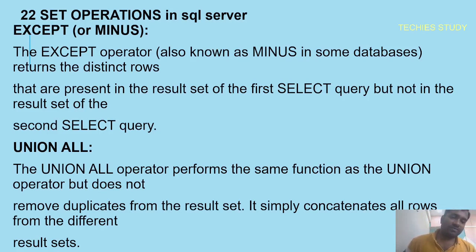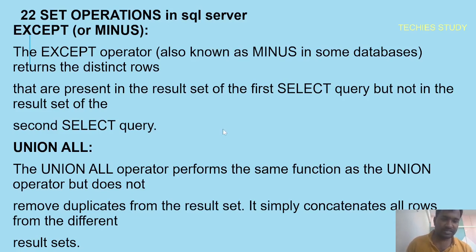The union all operator performs the same function as the union operator, but does not remove the duplicates from the result set. It simply concatenates all rows from the different result sets. As I said, it won't remove the duplicates. It will fetch the data as it is from both the tables.